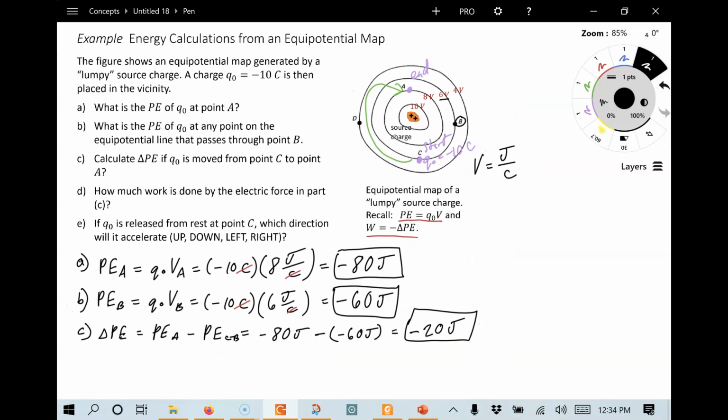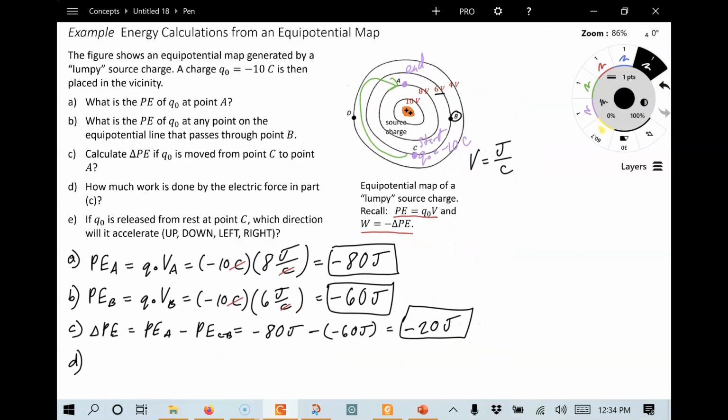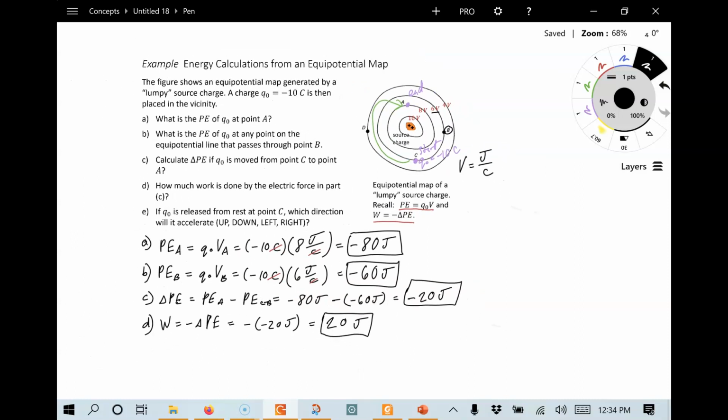Let's look at part D here. How much work is done by the electric force in part C? Well, we're going to use this formula. The work is equal to minus the change in potential energy. And so we're going to get minus a negative 20 joules. That'll give us 20 joules of work done by the electric force. So that means that the charge is, in a sense, gaining some energy if it goes from C to A. If we just somehow got it from C to A, the force does some work.